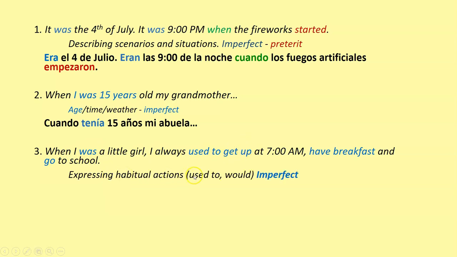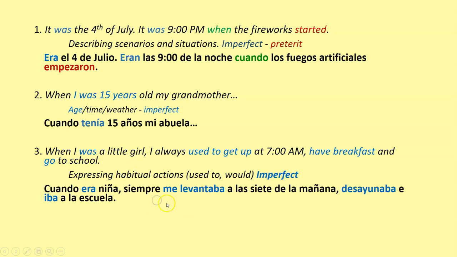Expressing habitual actions, everything that is translated as used to, like for example, used to get up, used to have breakfast, used to go to school, are going to be all in the imperfect. In this sentence, all of the verbs are going to be in the imperfect. Cuando era niña, siempre me levantaba a las 7 de la mañana, desayunaba e iba a la escuela.